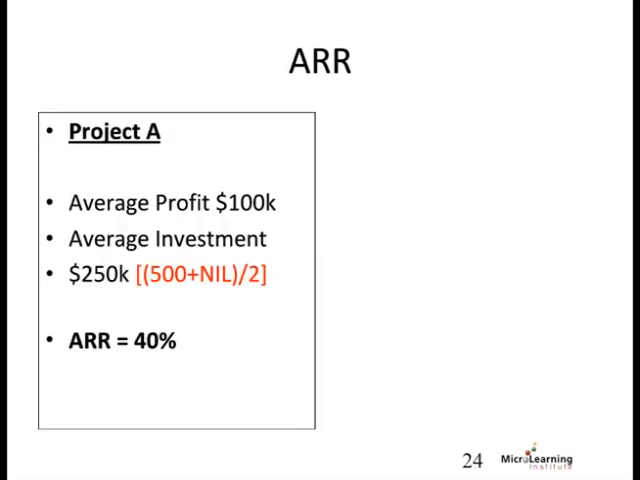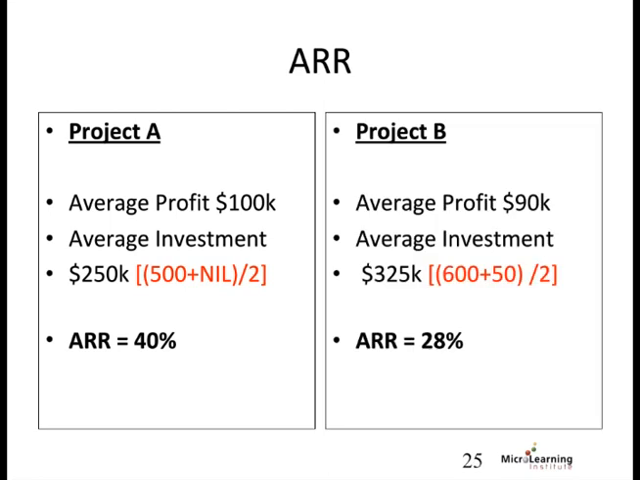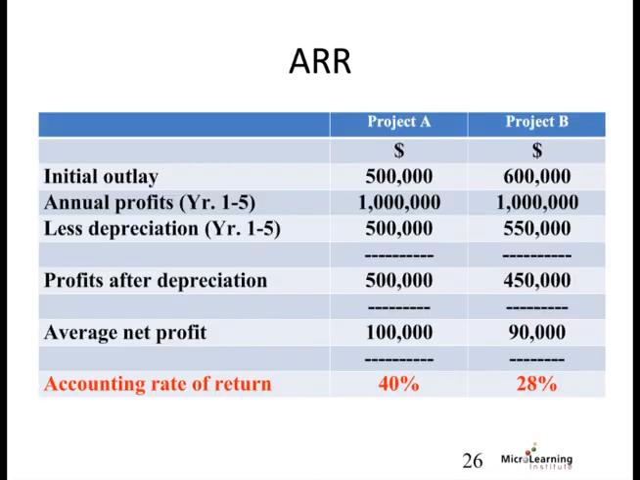Thus, for Project A, as the average profit is $100,000 and the average investment is $250,000, the ARR is 40%. And for Project B, as the average profit is $90,000 and the average investment is $325,000, the ARR is 28%. Hence, the accounting rate of return for Project A exceeds the accounting rate of return for Project B.